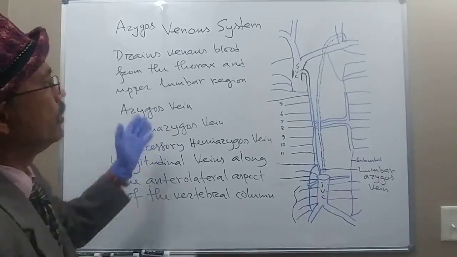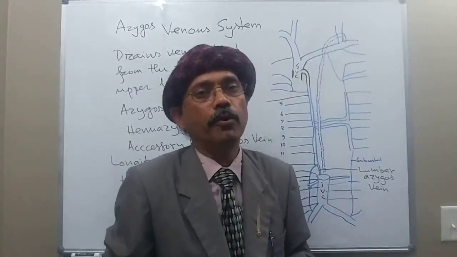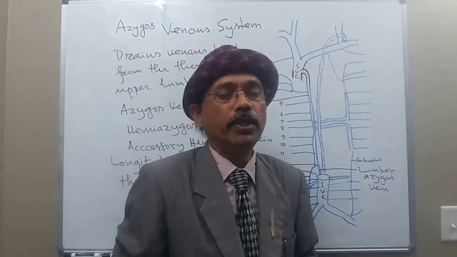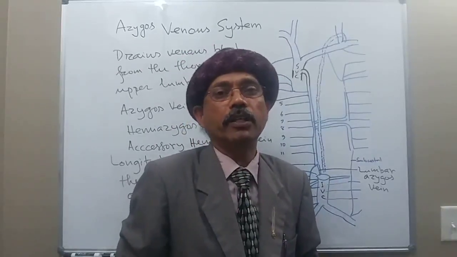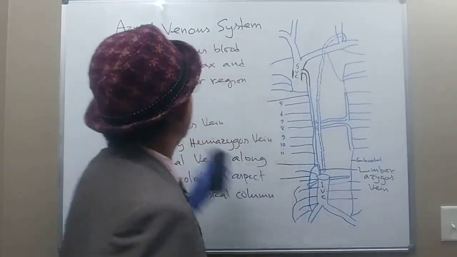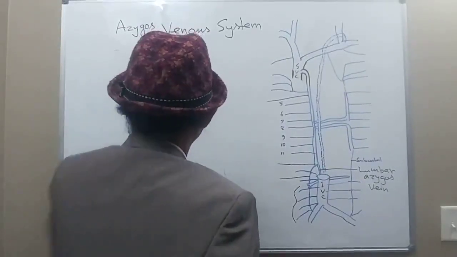This venous system is important. They make an important venous channel between the superior vena cava and inferior vena cava. They are also intimately connected to the vertebral venous plexus. Okay, we got that. Now we'll go to the azygos vein.